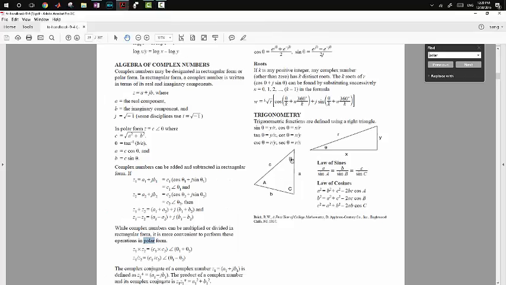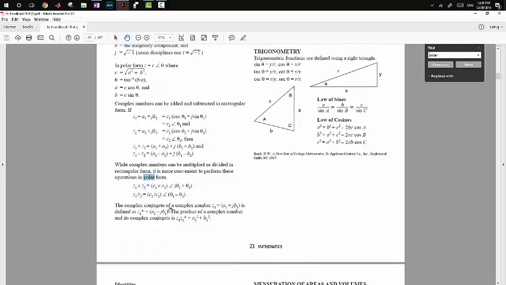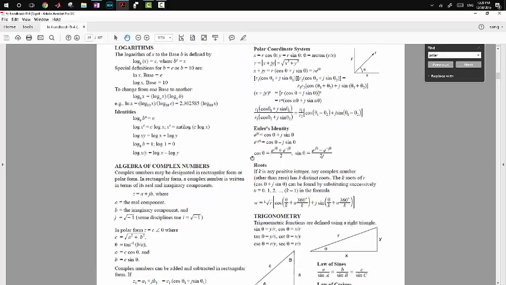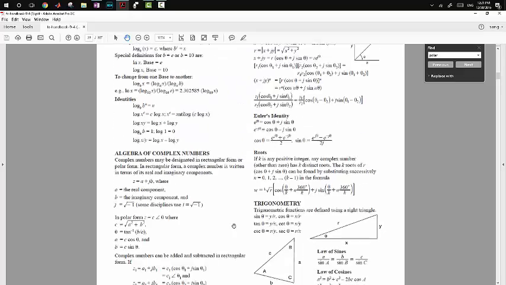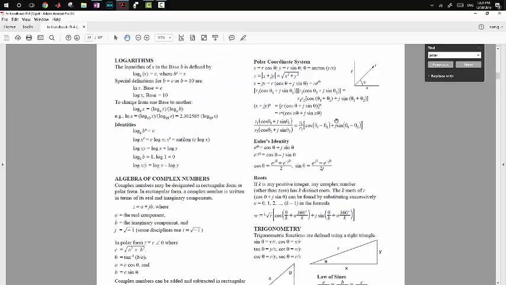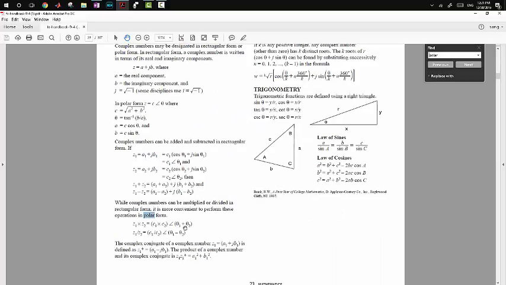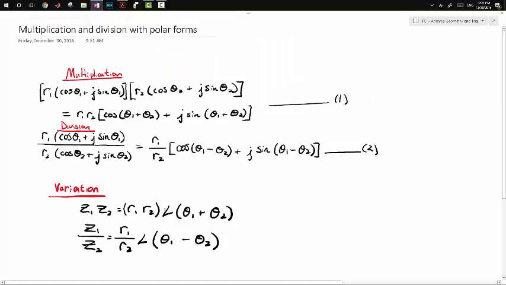So for me, I hit Control F in my PDF, I hit Polar, and it took me to under the Mathematics heading, Algebra of Complex Numbers, Polar Coordinate System, and as you can see here, these are the equations that I've copied on my OneNote. So this is division of polar coordinates. This one here is multiplication, and it kind of gives you a shortcut formula that's derived for you. And also, this is the variation equation that I've copied down in the first screen here.